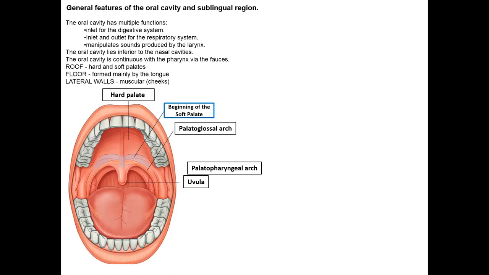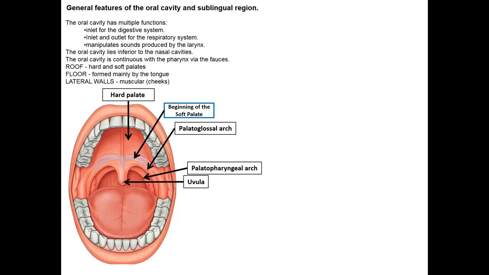So let's take a look at some of the general features of the oral cavity. We have a hard palate. We have the beginning of the soft palate and two arches that are named for their connections. The palatoglossal arch, reaching from the palate to the tongue, and the palatopharyngeal arch, reaching from the palate to the pharynx. In between these two arches, you will find the palatine tonsil.